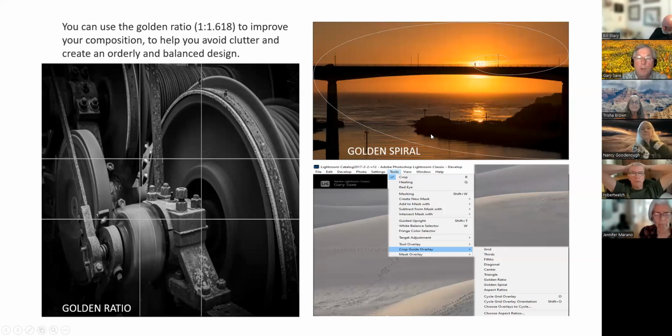The golden spiral is based on the golden ratio. If you would like to learn more about the golden spiral, I highly suggest that you either go to Google or Bing, and there's a lot said about it. It shows how they've come up with the golden spiral. But remember, if you use this, it's loose.